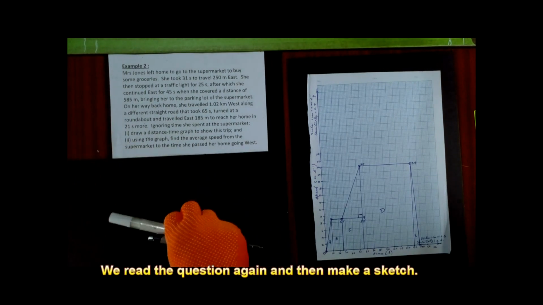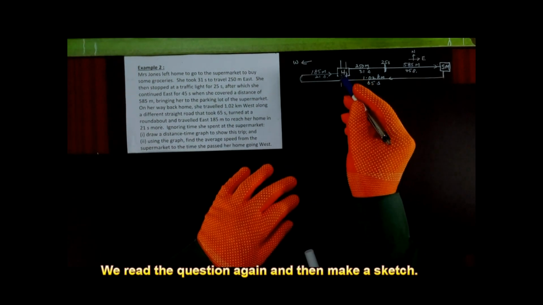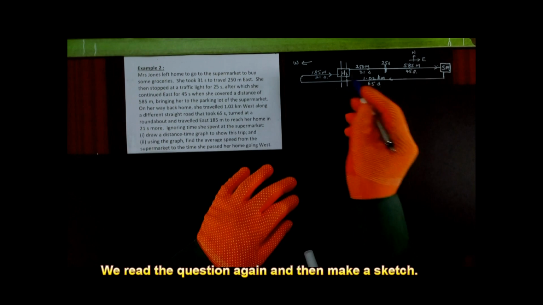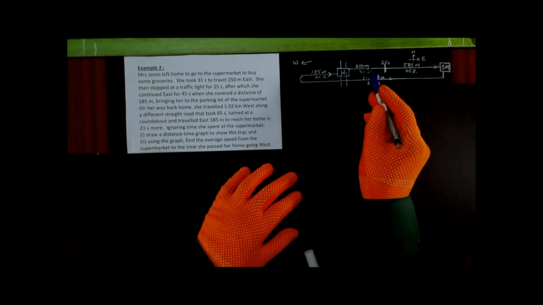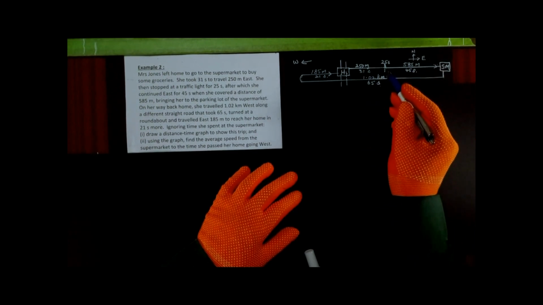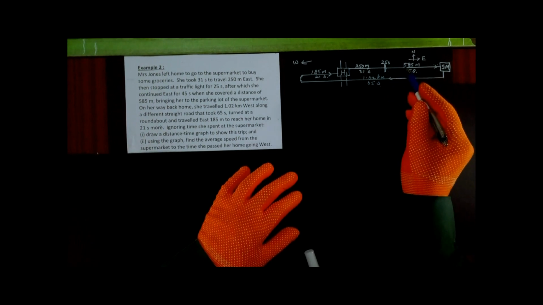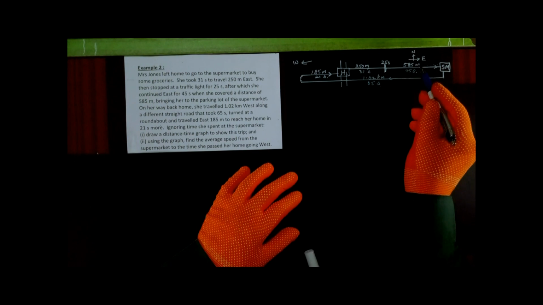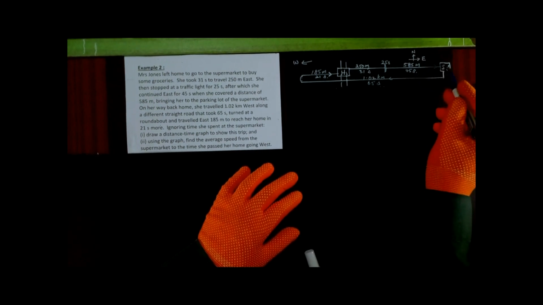west. In this case, we may need to make a little drawing so that we can clearly understand what is happening. Let us say this is Mrs. Jones' home. She left here. She traveled 250 meters in 31 seconds going east. This direction is east. She stopped at a traffic light here for 25 seconds. Then she traveled another 585 meters for 45 seconds, still going east, and she reached the supermarket.